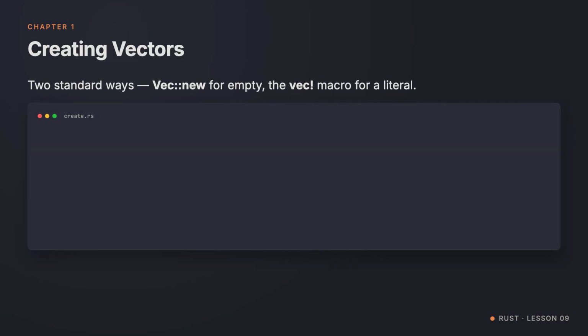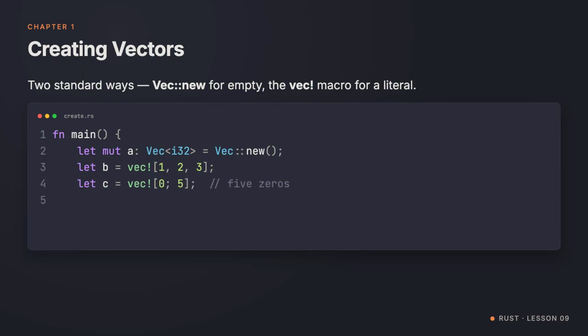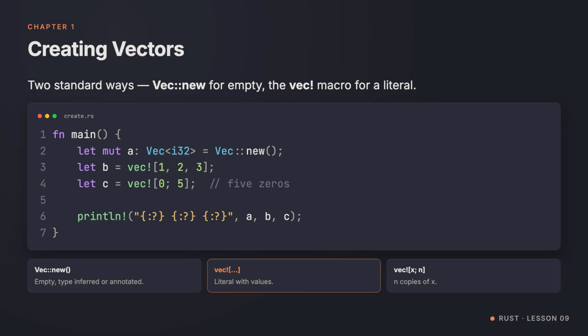There are two main ways to create a vector in Rust. The first is Vec::new, which gives you an empty vector. It's useful when you're about to build up a vector element by element, or when you need an explicit empty starting point. Because Rust can't always infer the element type of an empty vector, you often need to annotate Vec of i32 in this case.